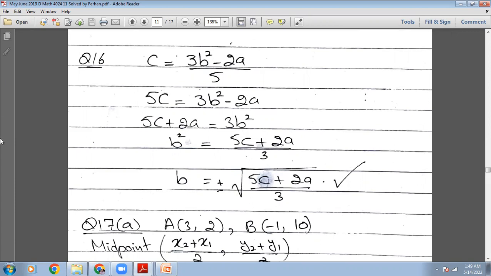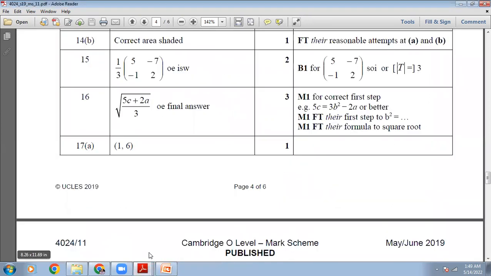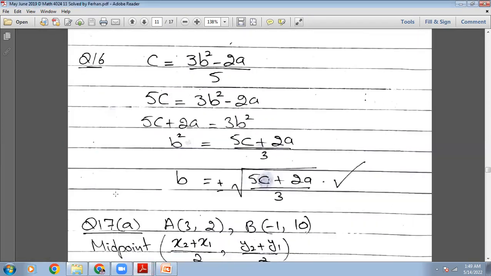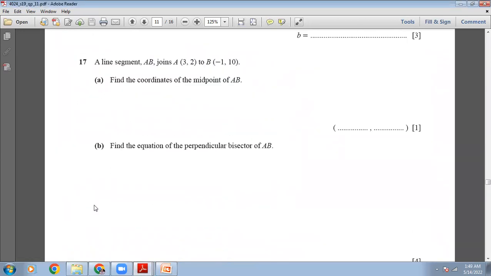So I have already checked this answer. But for you, let's have a look at the marking scheme. So our answer is right. Okay, so let's go to the next part. The next question is question number 17.